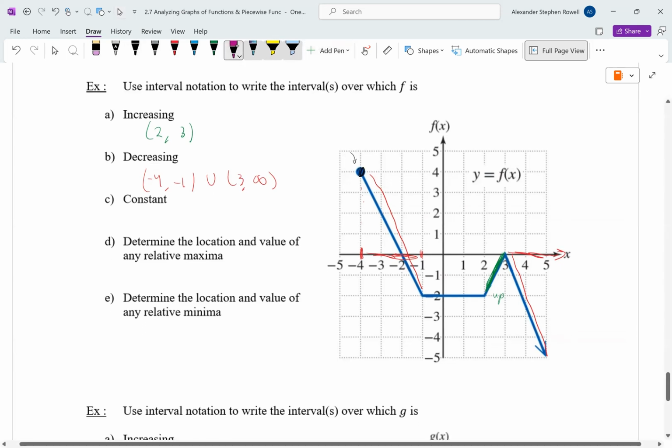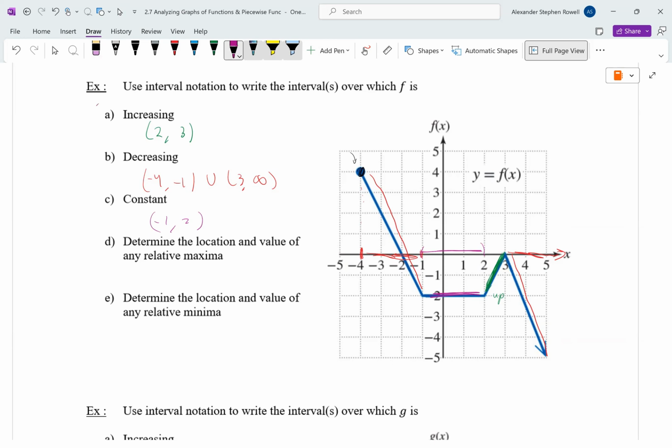Where is it constant? And these x values here, from -1 to 2. So note that these are all intervals. Intervals of x values. Do we have any local relative maximum? We have a peak here, right? Because a little bit to the left, the points are smaller, and a little bit to the right, the points are smaller. So this is a, what is that ordered pair?